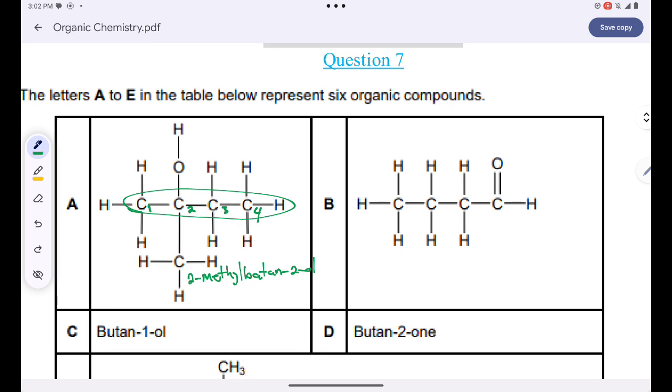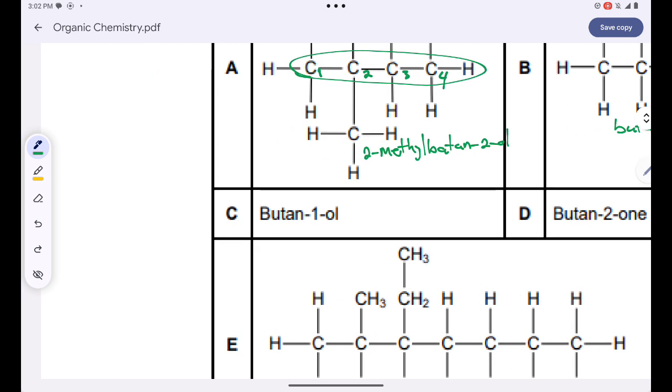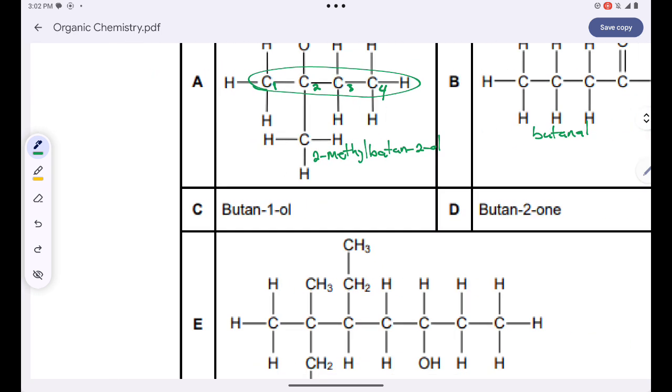Okay, then compound B. Compound B is an aldehyde. How do I know it's an aldehyde? Because the double bond O is at the terminal carbon, and this functional group is called a formyl group. It's easy, guys, to name an aldehyde. This will be just butanal, the IUPAC name.